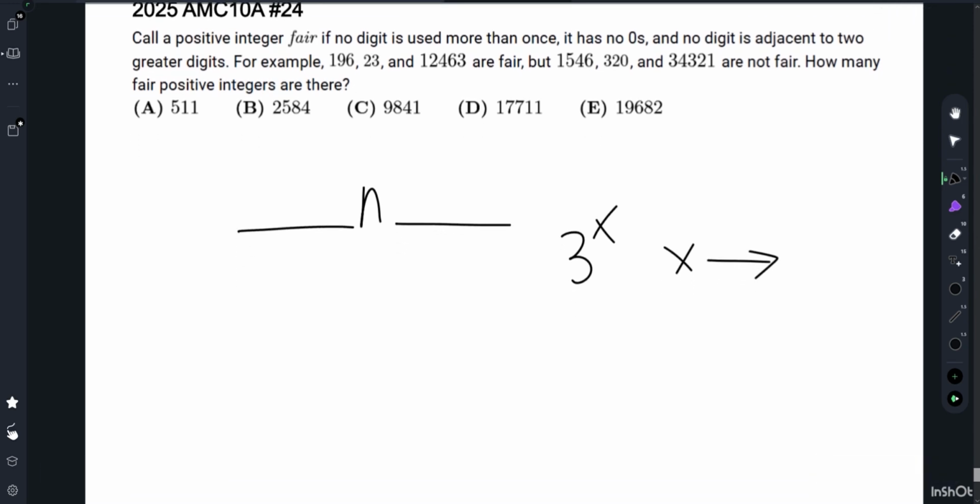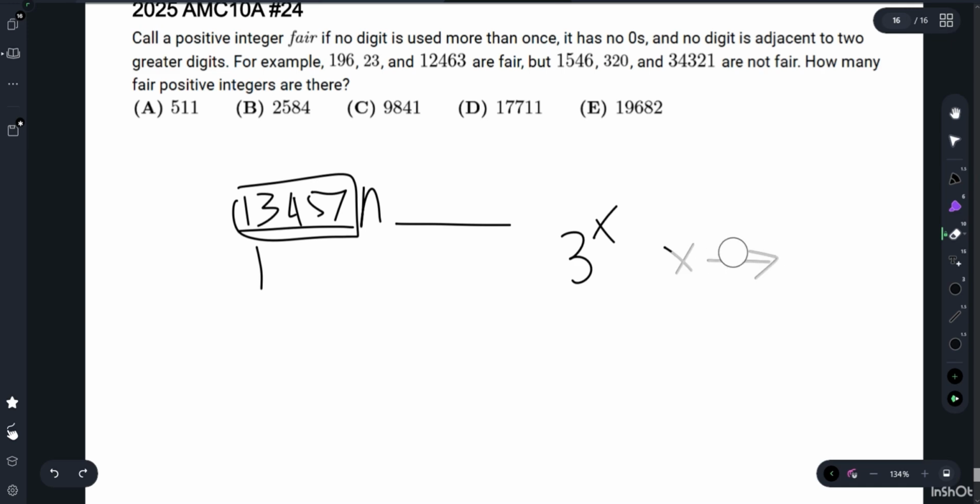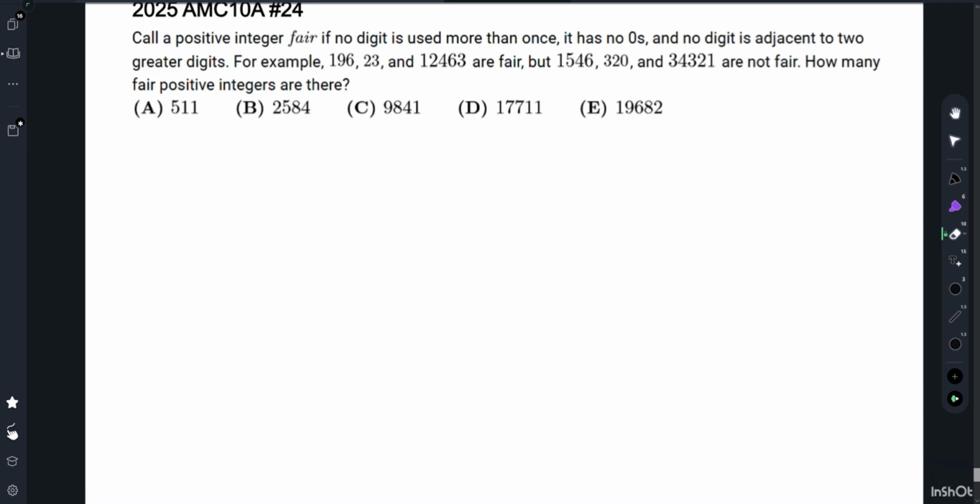And this is fine because there's only one ordering of, let's say, 1, 3, 4, 5, and 7 to put them in increasing order or decreasing order, so you don't have to worry about that. So a closed form is just 3 to the x. So now let's do casework on what the greatest digit n is. So let's say n is equal to 1. So this means that this is 3 to the 0, as there aren't any other digits we can put in.